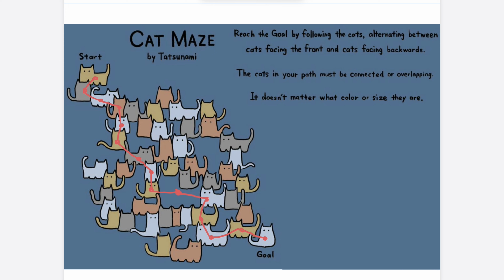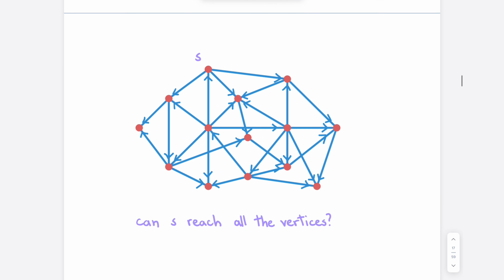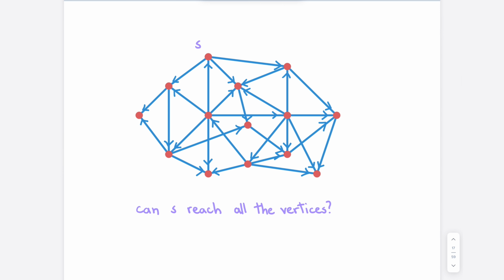Anyway, at some level we want to do this automatically. I guess computers don't have this issue because they have these adjacency matrices and stuff. All right, so that's the cat maze. Here's another one. This time there's no ambiguity about cats.